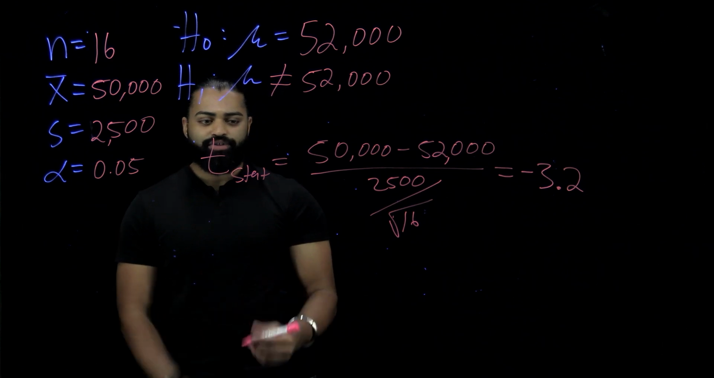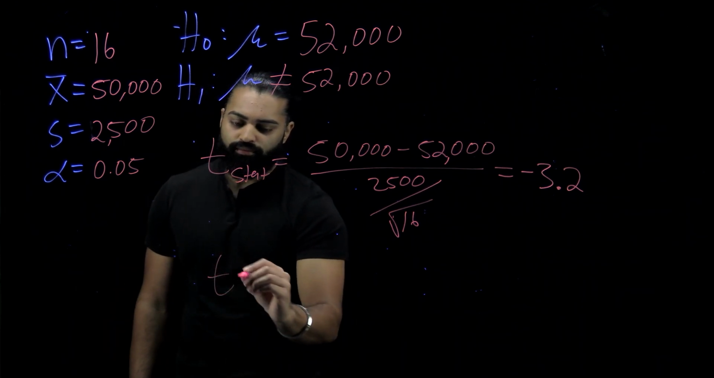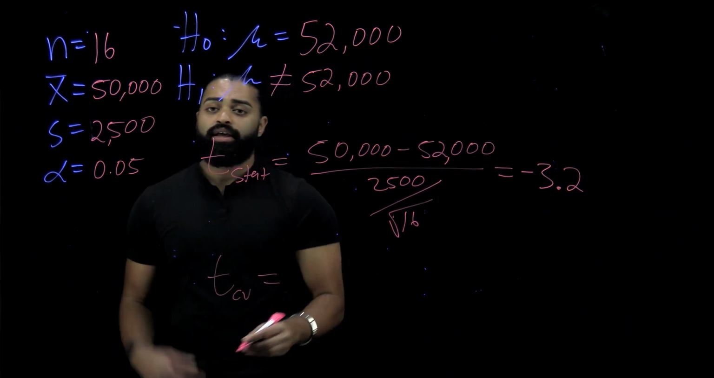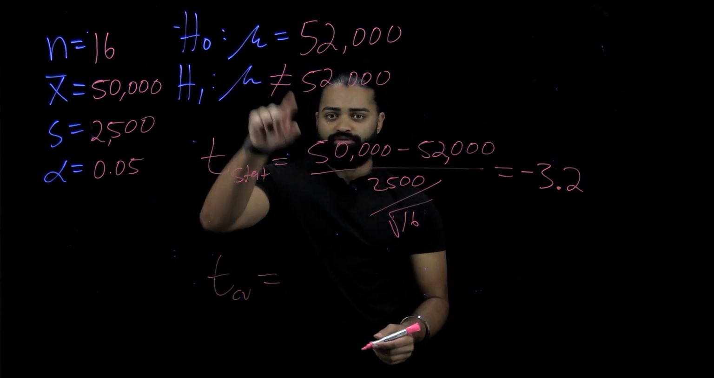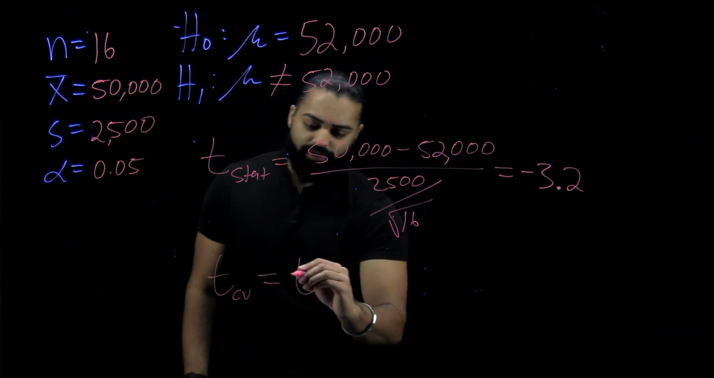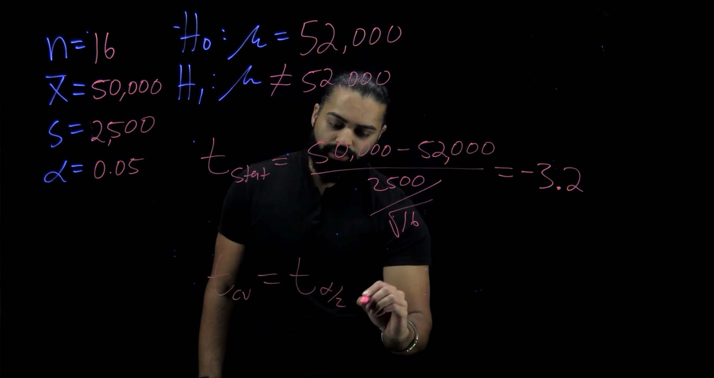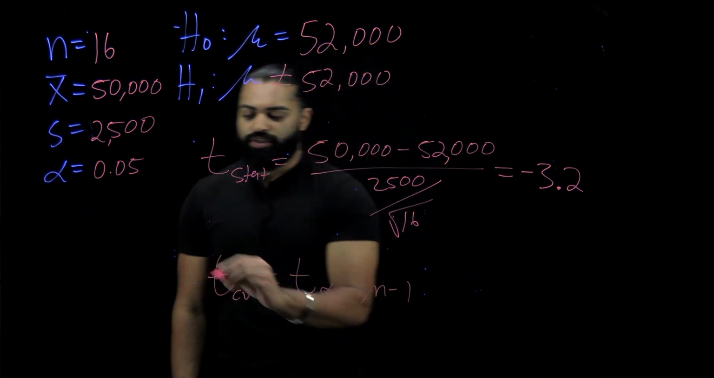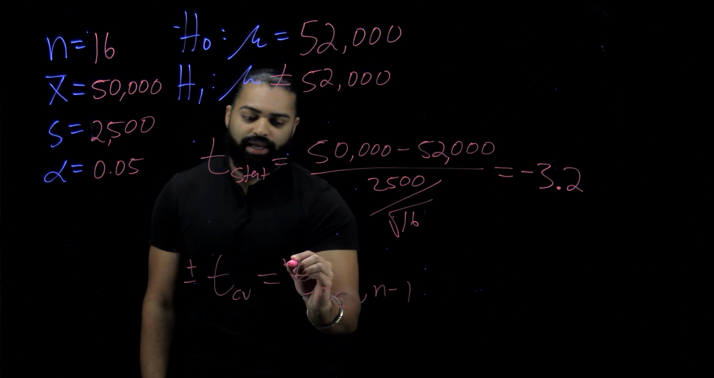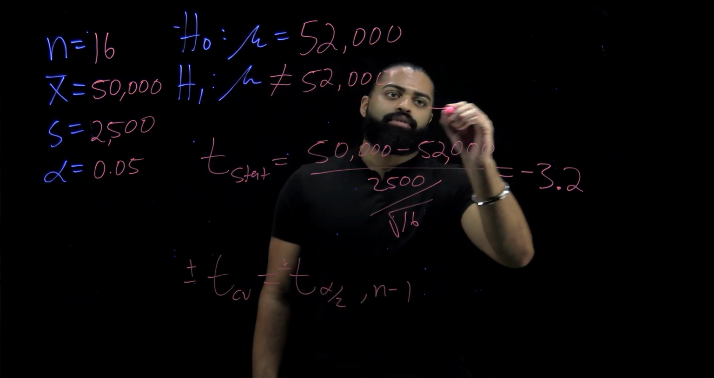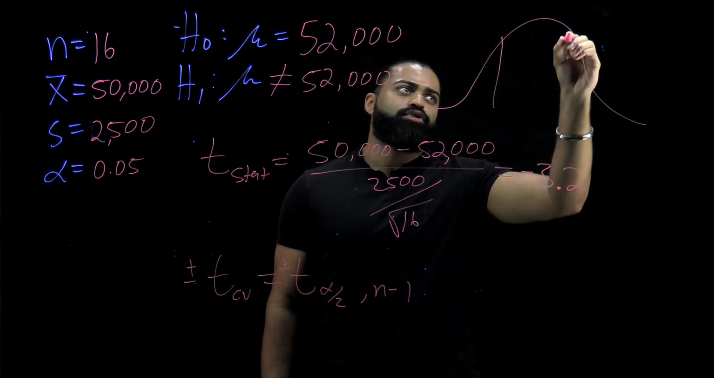So what we want to find now is our t critical value. An important thing with a two-tailed test, so when it's different than, you have to divide alpha by 2, and then comma n minus 1. So this t critical value is going to be positive, and it's going to be negative. So if I were to draw my distribution, you're going to have two rejection regions now.